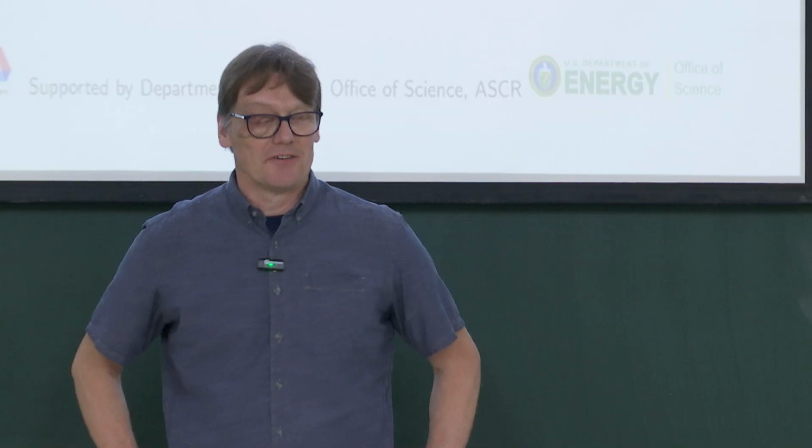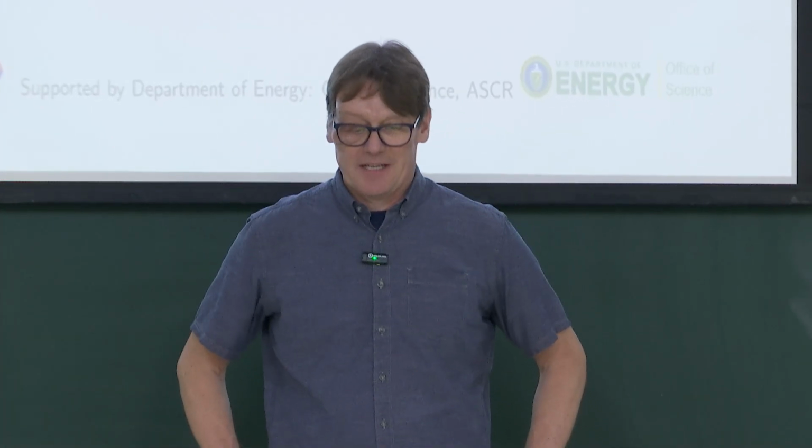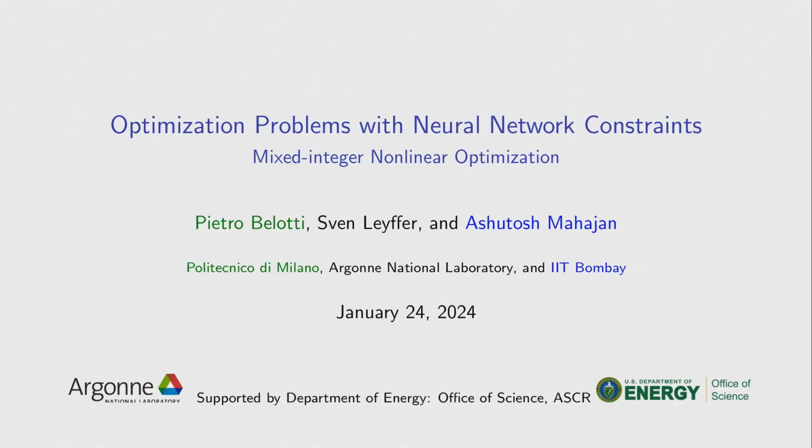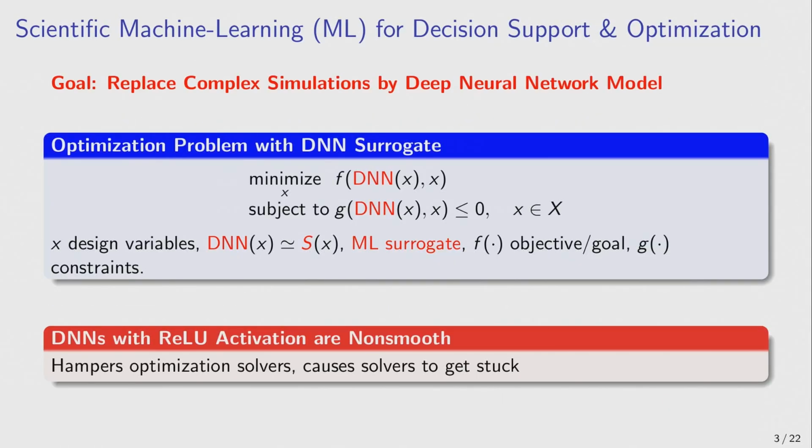Welcome back to the second part of solving optimization problems with neural network constraints. So the problem that we've been looking at is an optimization problem that has embedded in itself a trained neural network, a neural network that gives us a response of a quantity of interest, given some input variables x over which we're now optimizing.